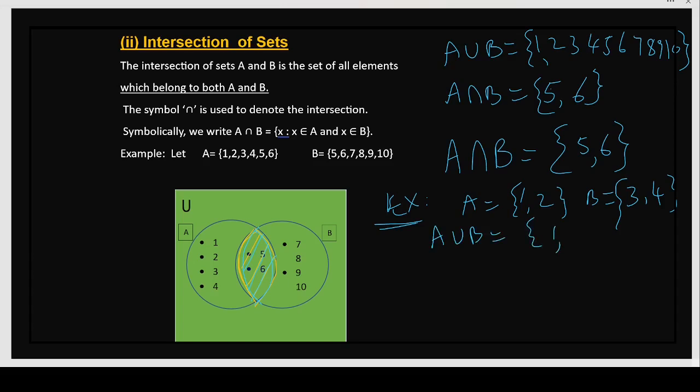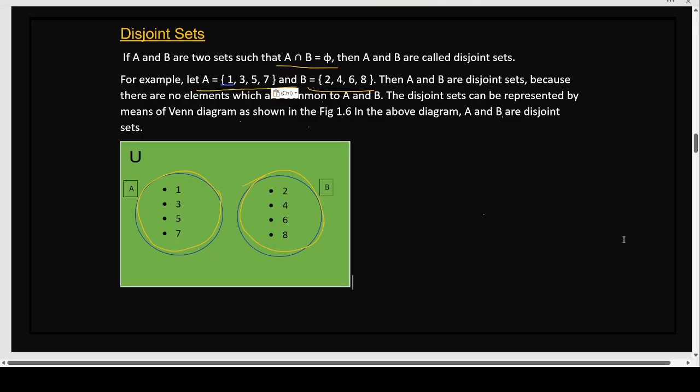Simply you have to add all the elements of A, 1, 2, and elements of B, 3, 4. No common elements. What is A intersection B? What are the common elements in this? Null, nothing. So this is a null set. Disjoint sets. We have discussed just before in the previous example.